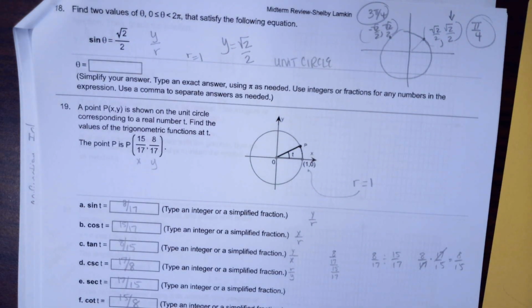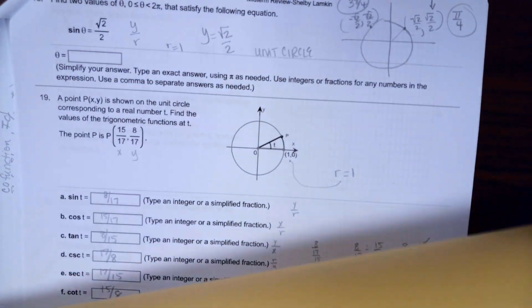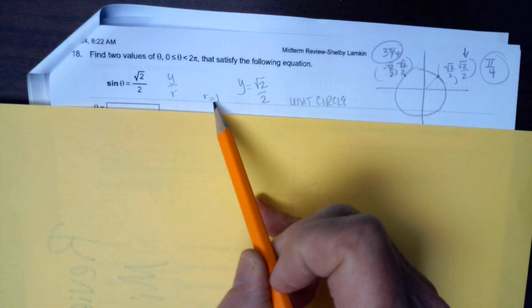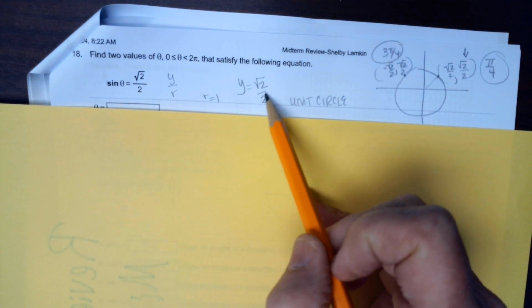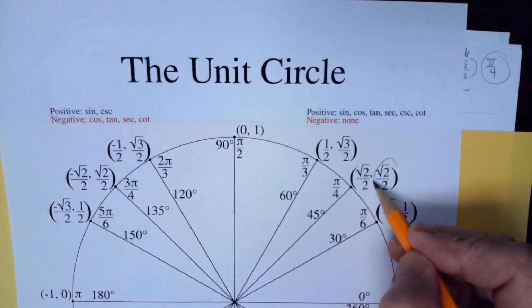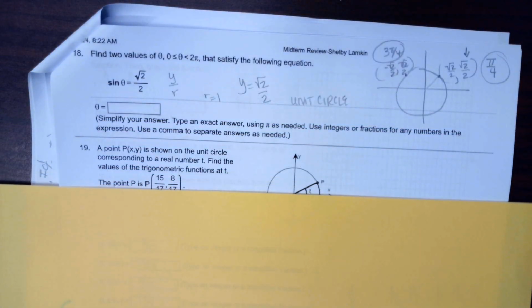18. Find two values that satisfy the following. Okay, sine is the square root of 2 over 2, and sine is y over r. So r is equal to 1 on the unit circle, so I'm looking for places where the y value is the square root of 2 over 2. That happens here, and that happens here. So I'm looking at 3 pi over 4 and pi over 4 for my answers.